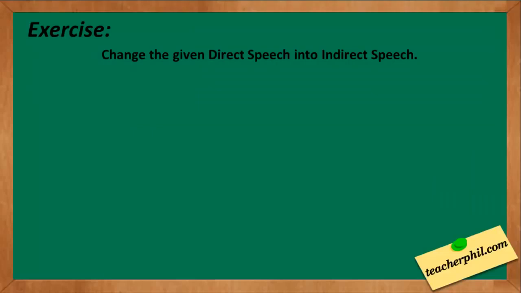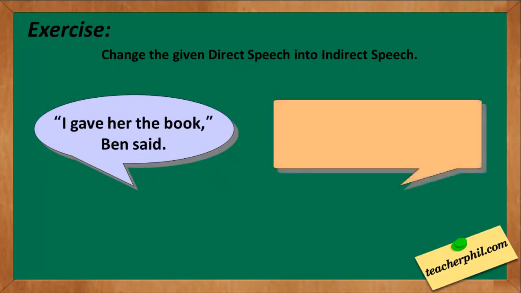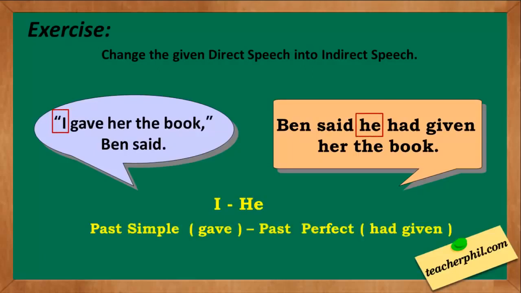For our exercise, change the given direct speech into indirect speech. The first one: I gave her the book, Ben said. The indirect speech is Ben said he had given her the book. The pronoun I was changed into he, while the verb in past simple gave was changed into past perfect, which is had given.